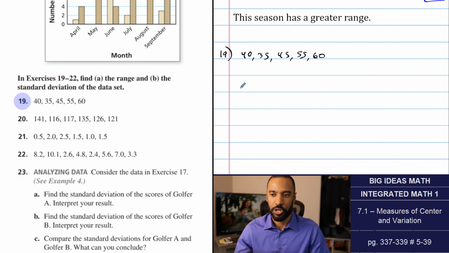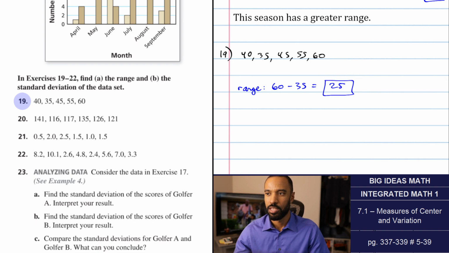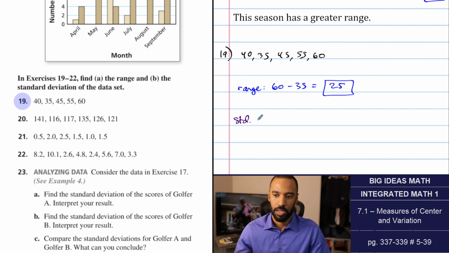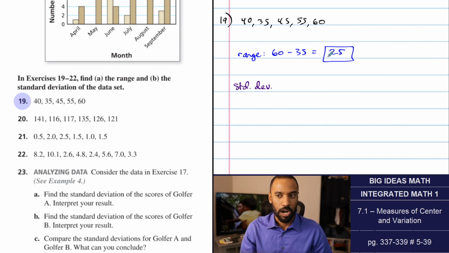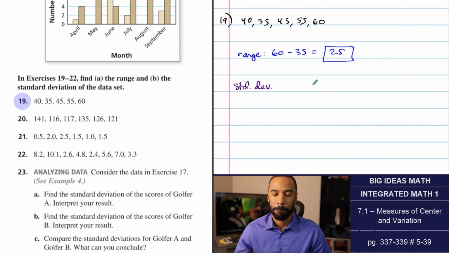Okay, I'm going to go quickly with range here, y'all. Range, highest minus lowest. Highest is 60, lowest is 35, your range is 25. This is without context. Standard deviation. This takes a lot to do, okay? Now, they went on a table basis, and I don't blame them for doing that, but we're going to start with the average, x bar. Let's average these. 40, 75, 120, 175, 235. 235 over 5 is 47.